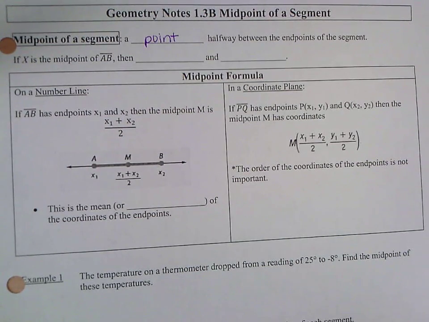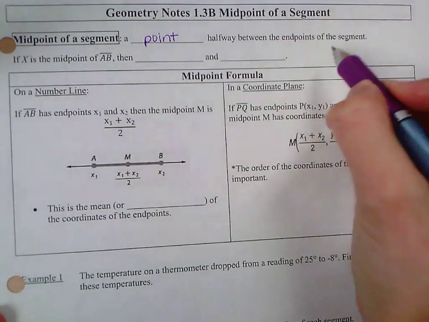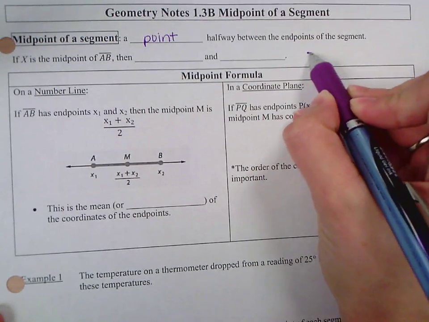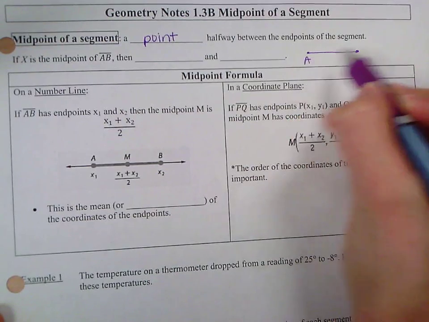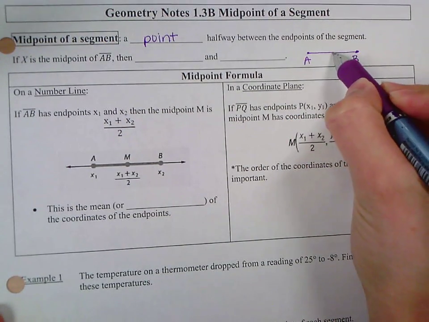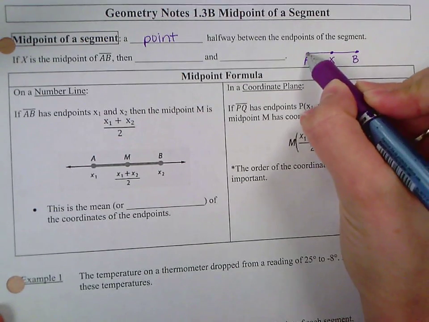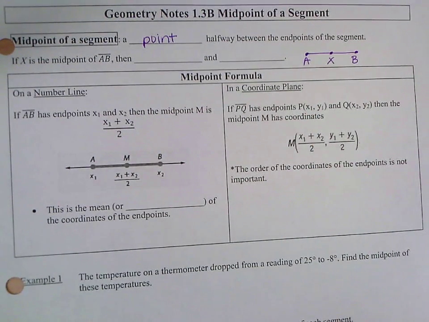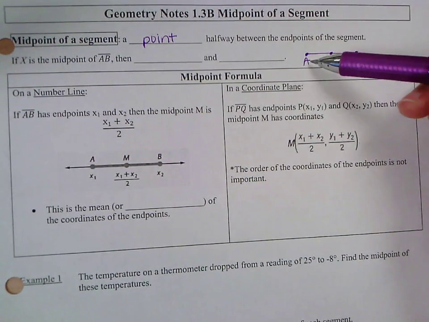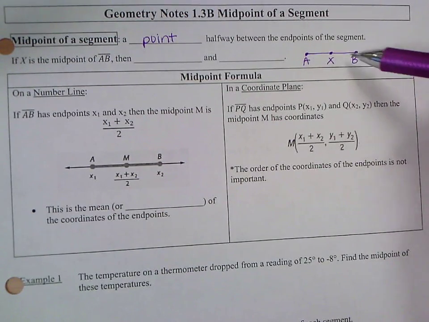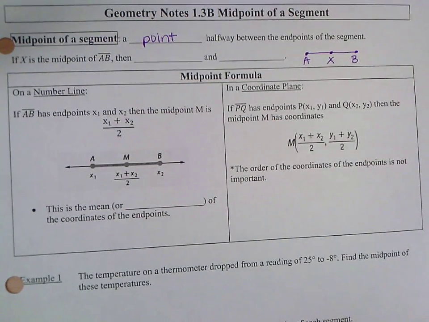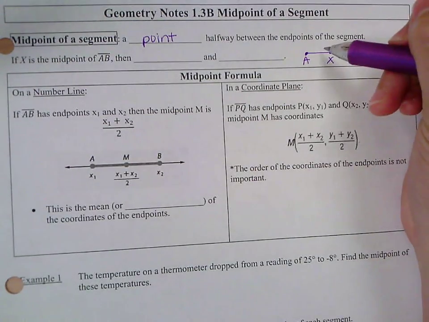And then I do have below some notation as well. It says if X is the midpoint of segment AB, then let me actually draw this out and we'll fill those blanks in. So say I have segment AB, so my endpoints are A and B, and X is the midpoint. So X is directly in the middle. What that tells me is that segment AX and segment XB are congruent, their measures are equal. So I could mark that on here.